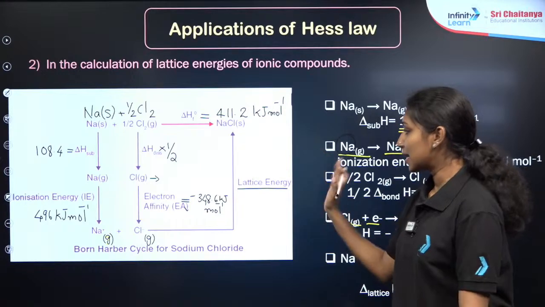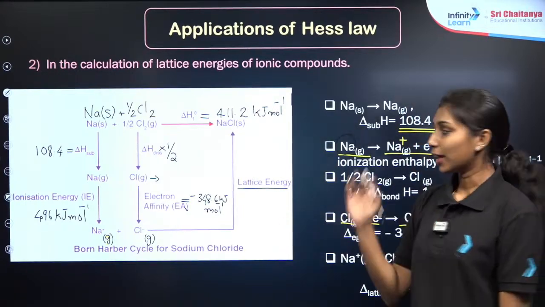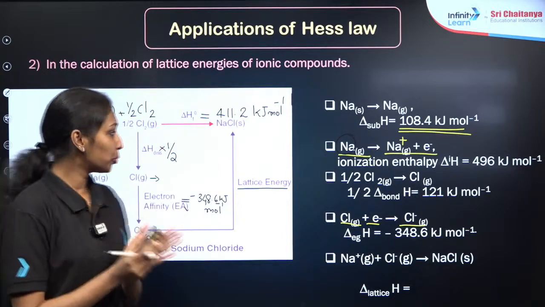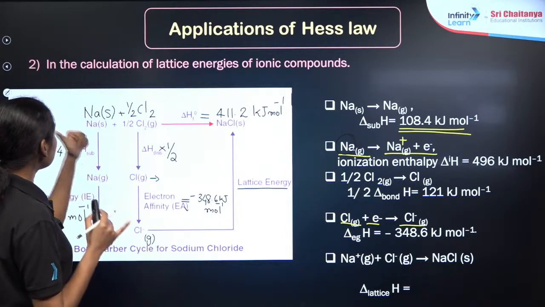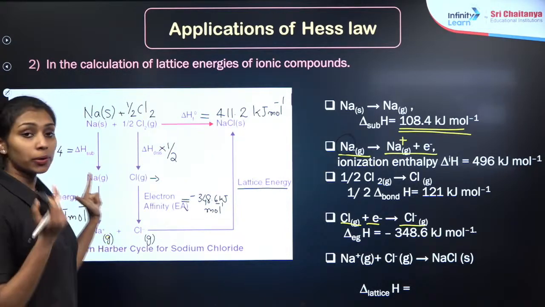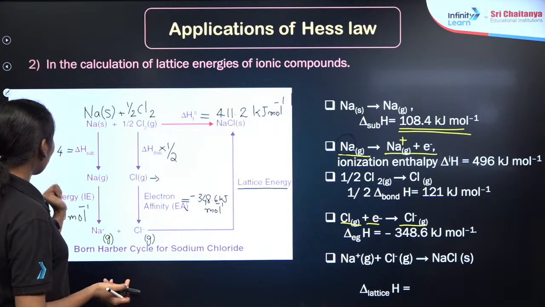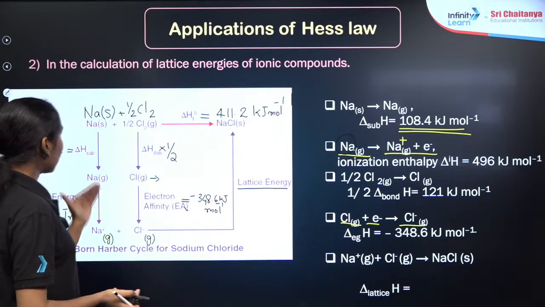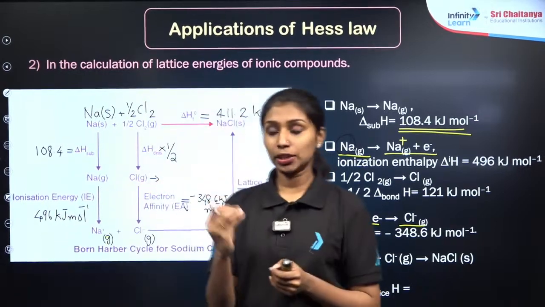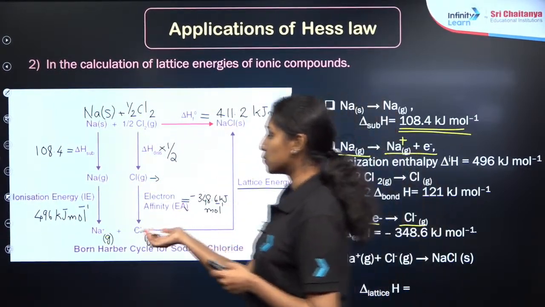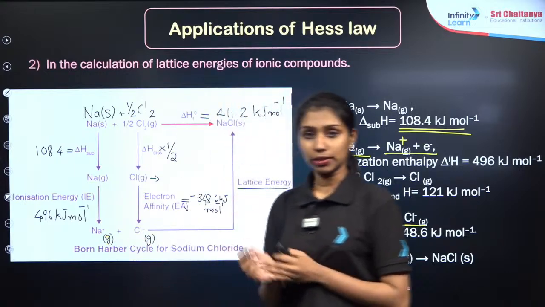Okay, we will be starting from the lattice enthalpy here. I hope it was clear for everyone. First step, we are converting the solid sodium to gaseous sodium by the process of sublimation. It is the delta H sublimation, given as 108.4 kilojoule per mole. Then in order to change the sodium to ionic form, the energy here will be equal to 496 kilojoule per mole.